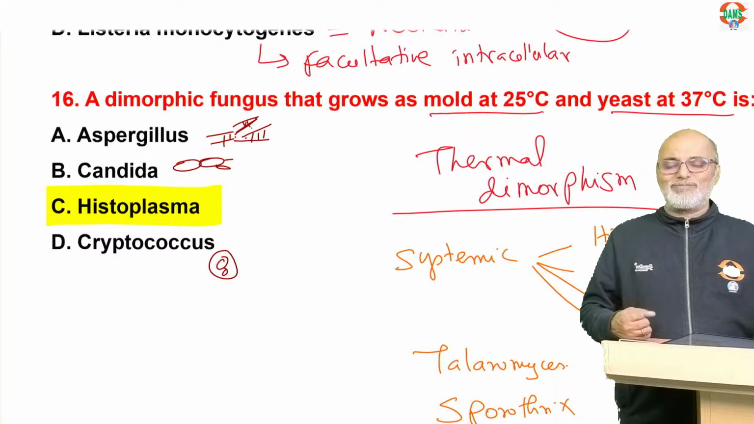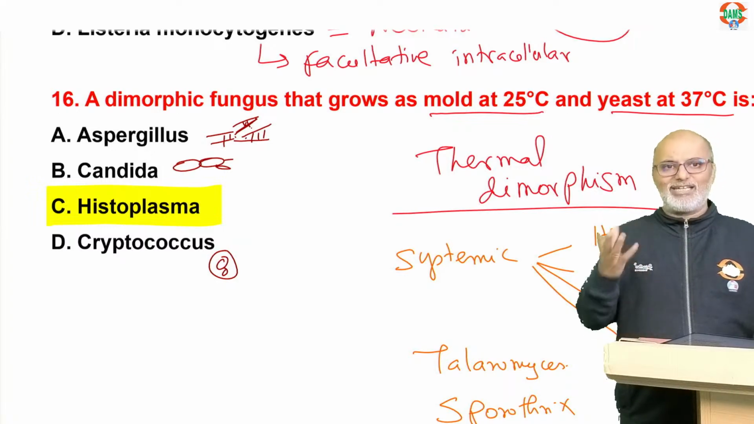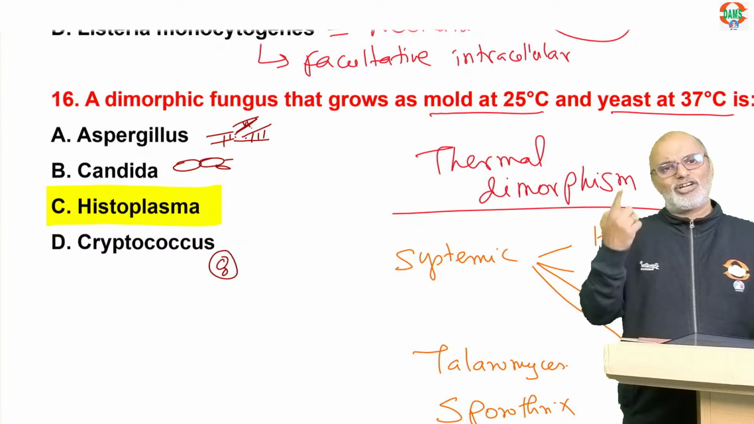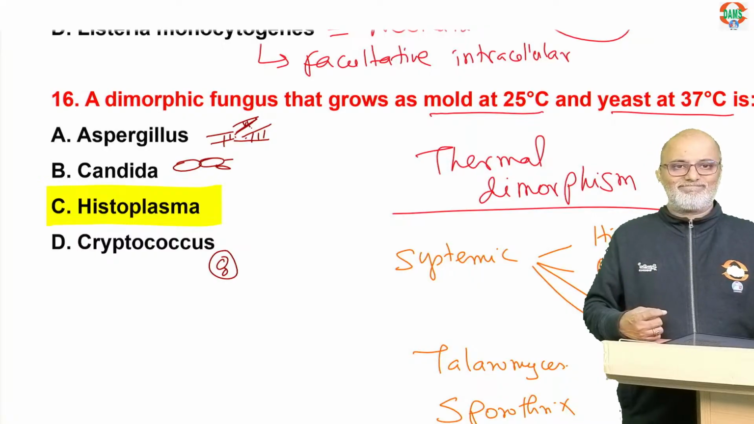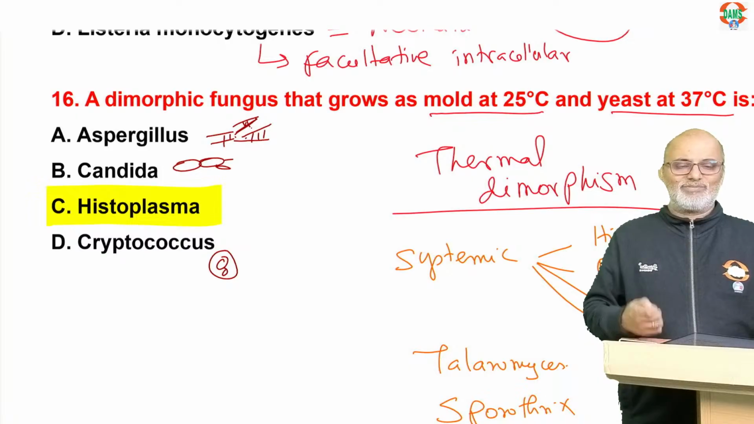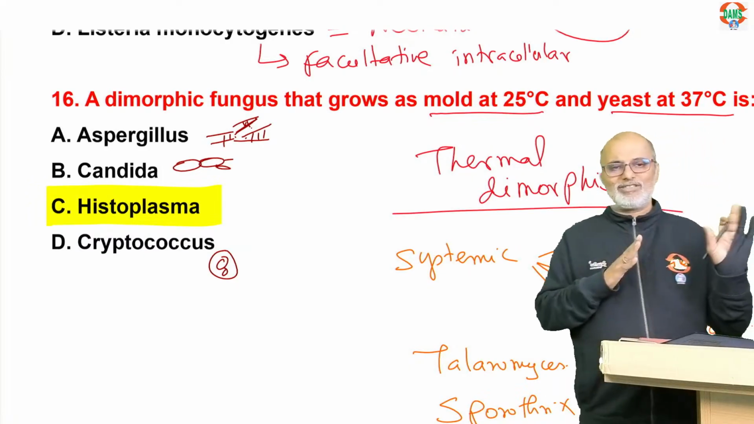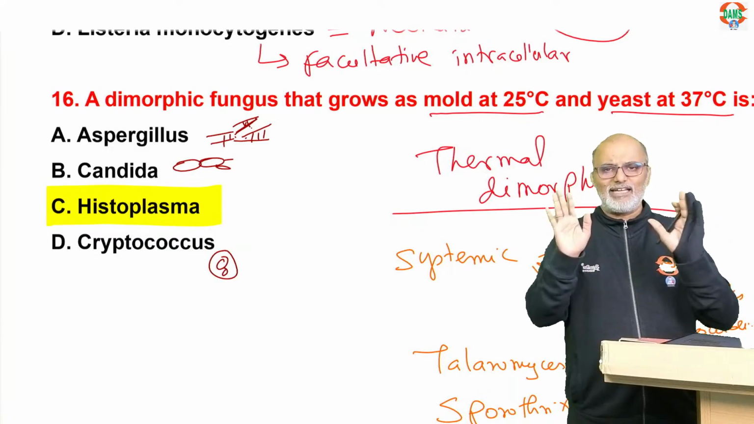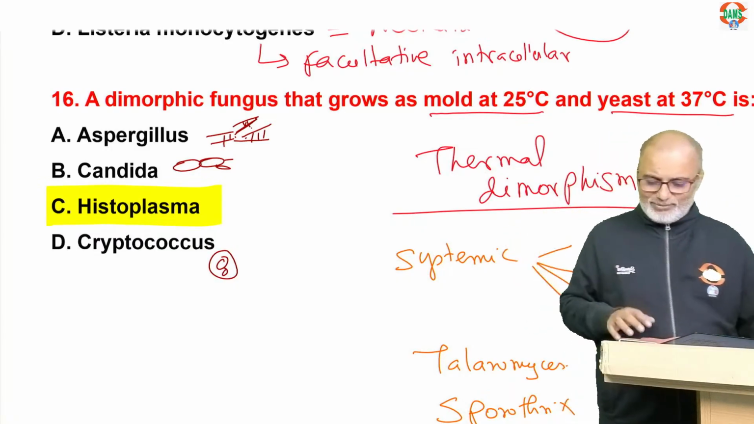For example, the spaghetti and meatball appearance: at the same temperature you can get yeast and short hyphae. Candida is also available, with pseudohyphae and yeast. So don't worry, I don't want to go into that much confusion. Make it simple. Thermally dimorphic, they keep on asking. Make it easy, my dears.